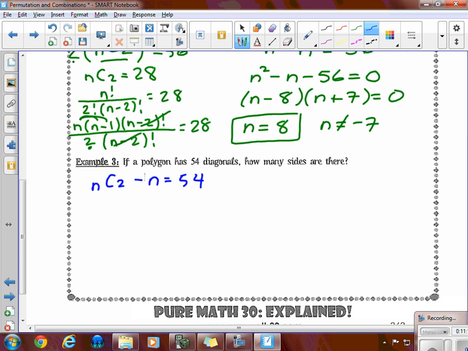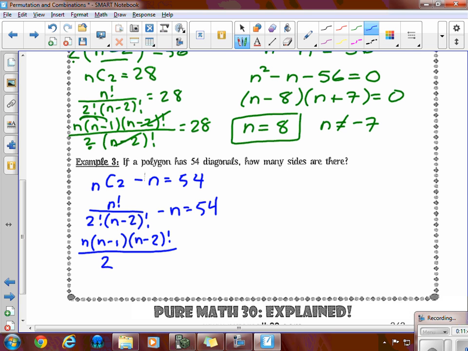It's a little bit more complicated here because we have this n floating around. So let's take a look. We're going to put this in factorial form. n factorial over 2 factorial times n minus 2 factorial, minus n equals 54. We could clean this up. Hopefully now you're getting really good at simplifying these factorial formulas. Again, I'm going to put 2 in the denominator because 2 factorial is 2, and n minus 2 factorial. This still has minus n equals 54.